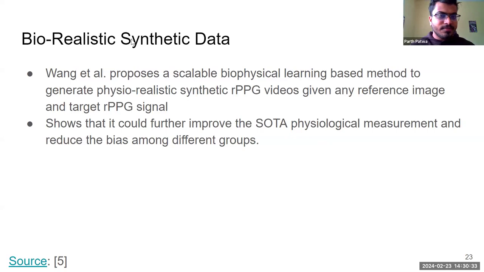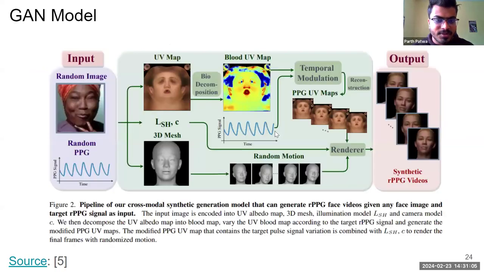So we propose a biorealistic synthetic data generation GAN. In this, we use concepts from biophysics to generate physiorealistic, or more like biorealistic, synthetic data so that we have a huge amount of data and we can better train the model. And this not only reduces the racial bias, but we also saw that across data sets, across all skin tones, it improved state-of-the-art performance.